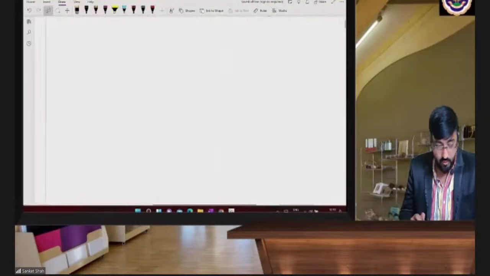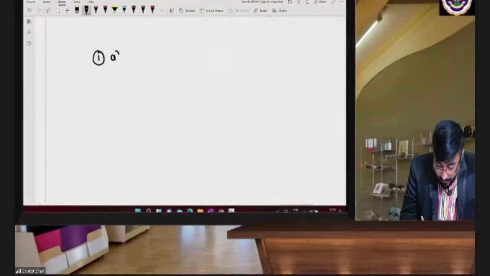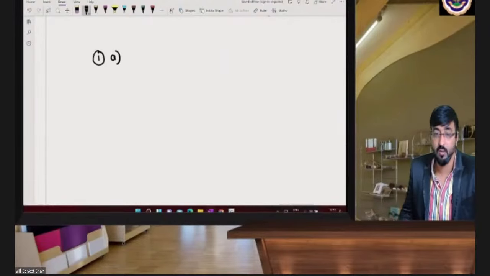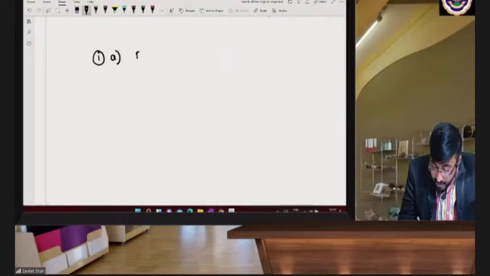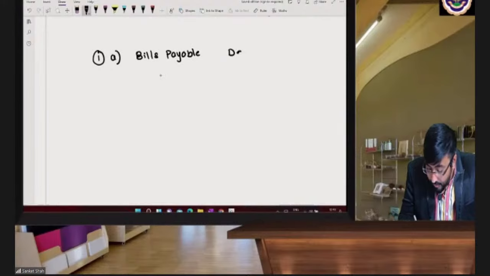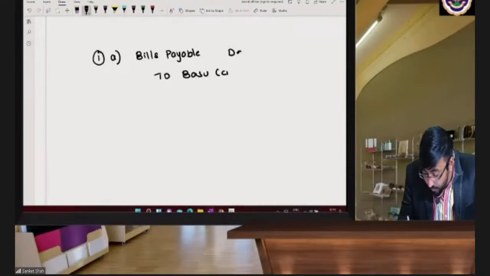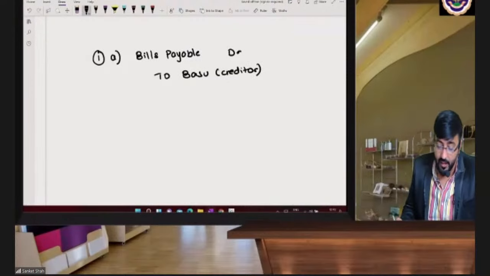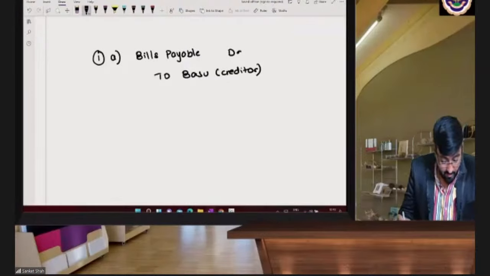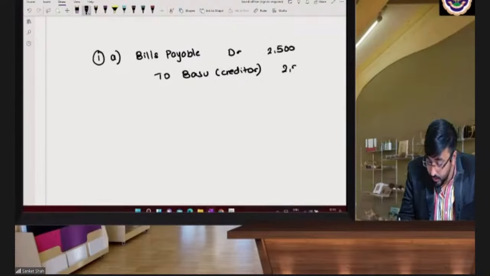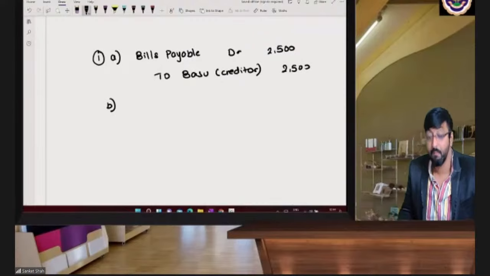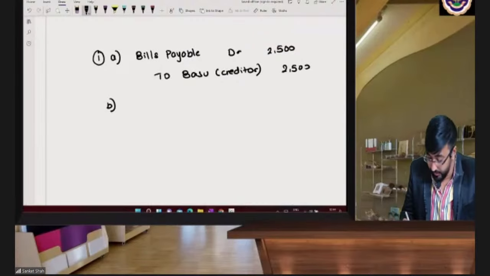Yes, you can note down this. 1A and you write it properly afterwards. Okay, so just note down. First entry is of dishonor. Bills payable, liability cancelled, and to creditors. We have to open it once again. Now, who is a creditor? Creditor is Basu. Basu is our creditor. Okay. So 2,500, 2,500. B entry.